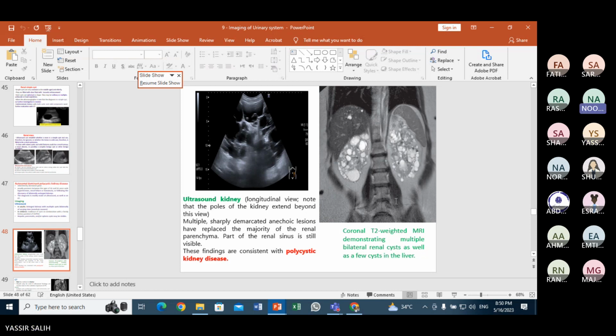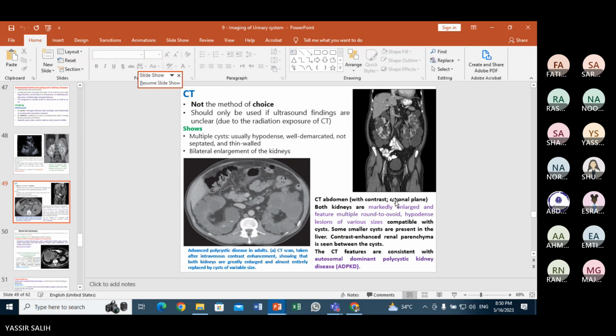Blood in the urine, hematuria. Yes, it could be hematuria. What are the features on CT or ultrasound? What about the size of the kidney?